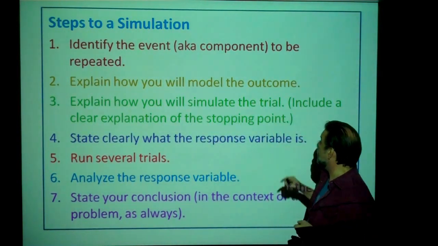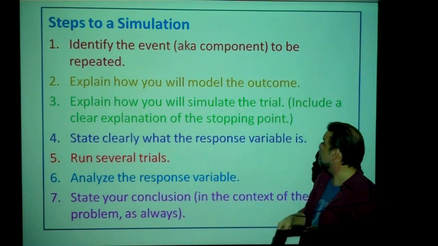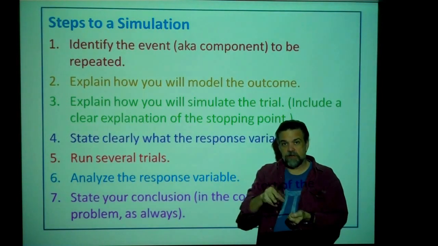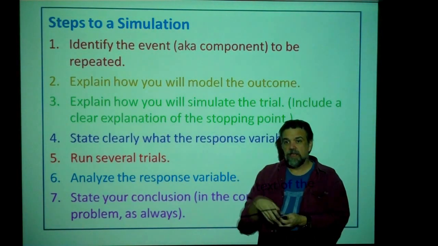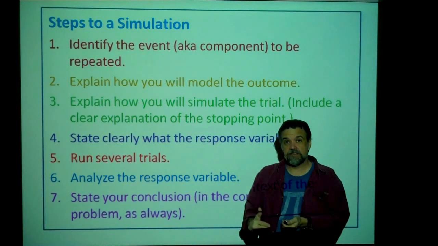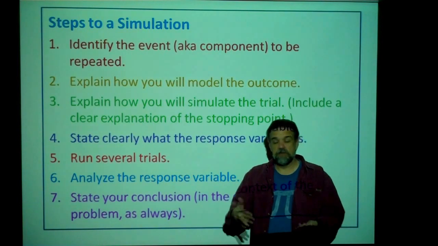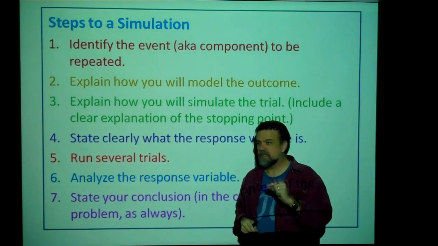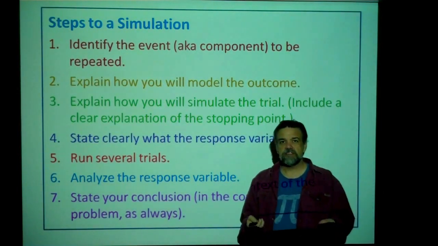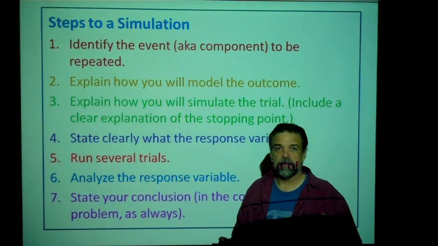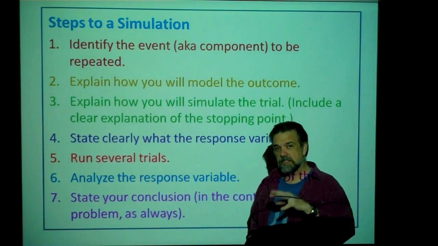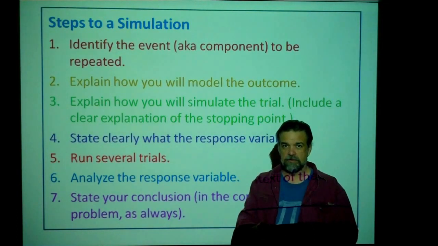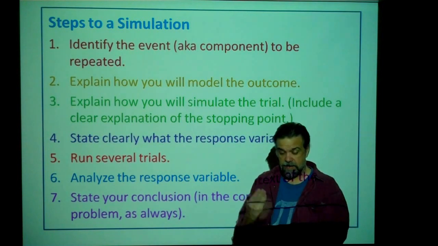Then I need to explain how I'm going to simulate the trial, including a clear explanation of the stopping point. I'm going to select these random numbers, assign them either head or tail, and then I'm going to stop at the point that I get 5 heads. Then I have to specifically state what the response variable is. The response variable is the thing that you're measuring. What am I measuring here? I'm measuring how many flips it takes to get the 5 heads. So my response variable is the number of flips I had to do before I got to my stopping point, before I got to that point where I got 5 heads.